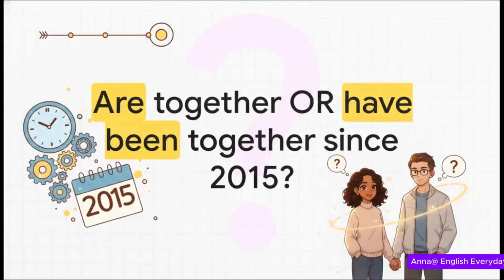Okay, let's try just one more. Which of these two is right? We are together since 2015, or we have been together since 2015. Think back to those duration rules we just covered.